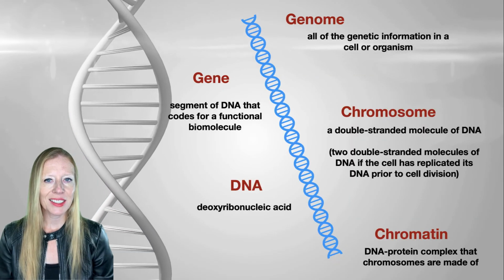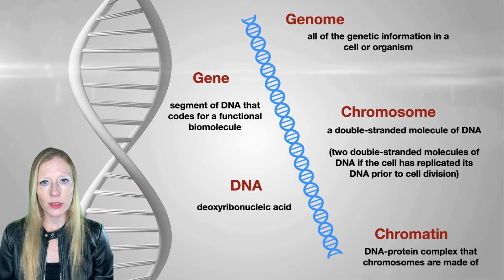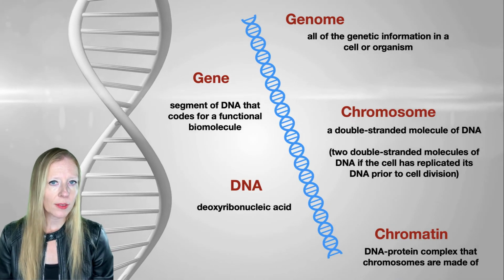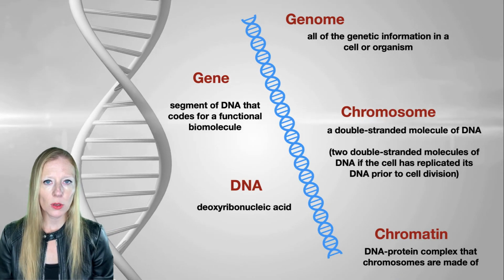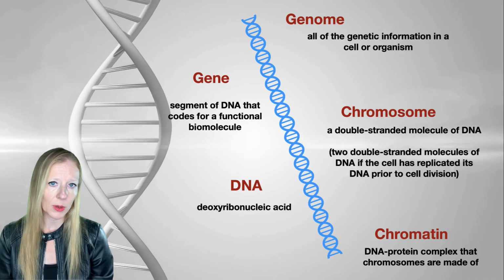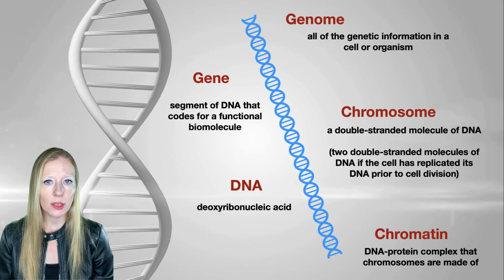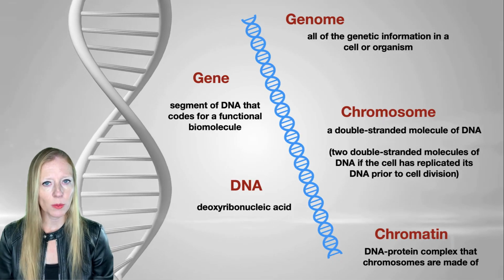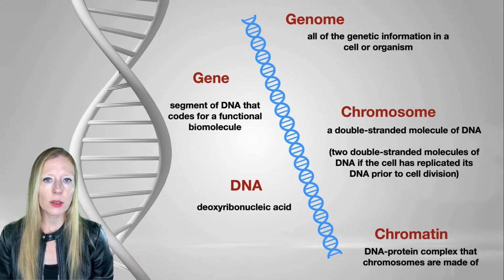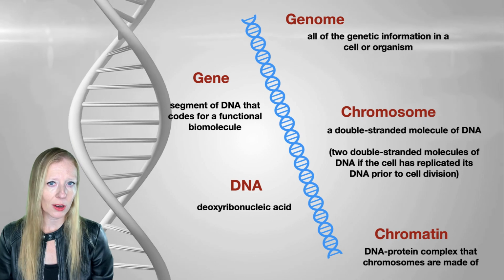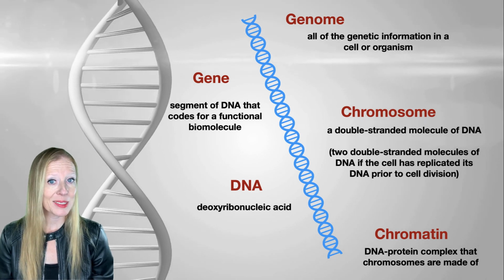Okay, so to recap, your genome is all of your DNA. Humans generally have 23 pairs of chromosomes for a total of 46 in each cell. Well, most cells anyway. Each chromosome has many genes. Each gene contains the information to make a functional molecule, either a protein or a subunit of a protein or a functional RNA. All right, hope that helps.